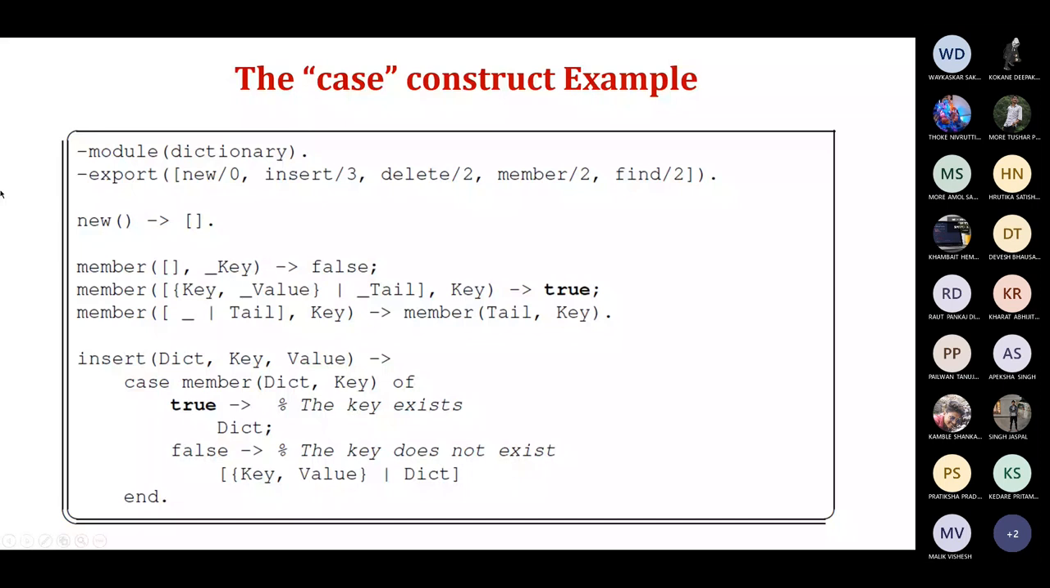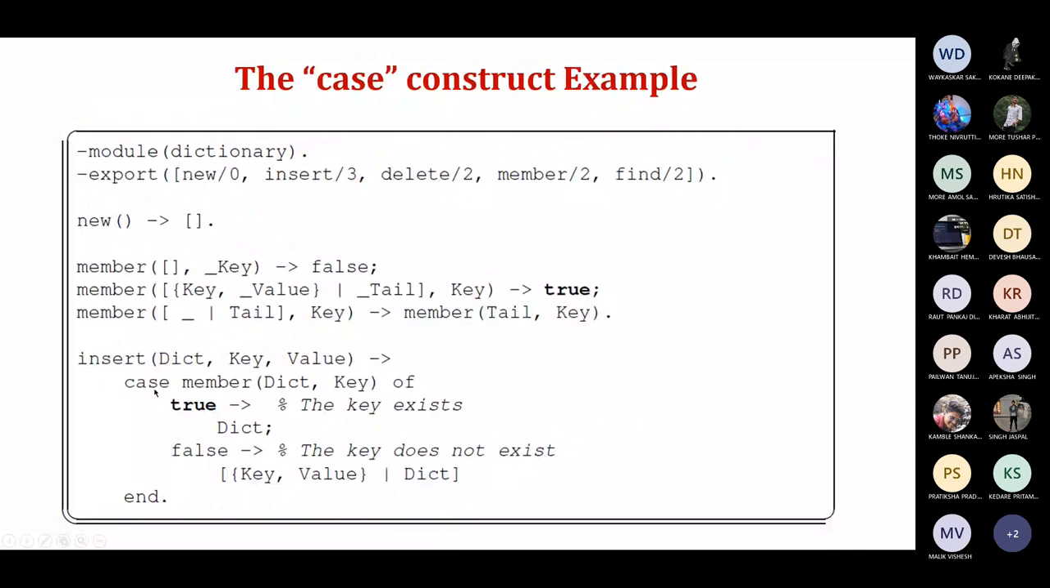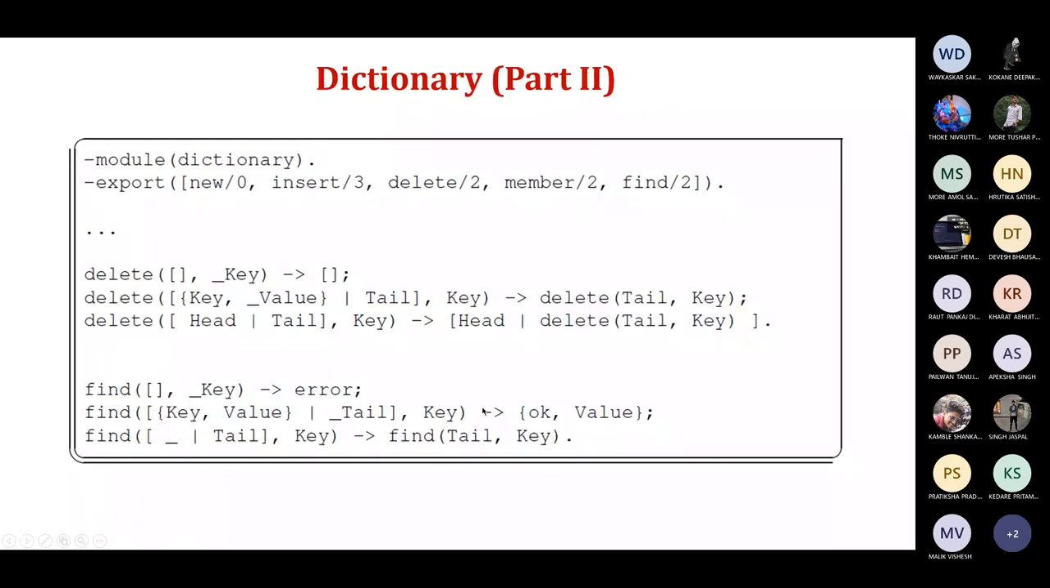So it is the same example. Instead of if, in this we had used an if statement. Now we are trying to use a case statement. Case member dictionary key of, and then this is the true if this is the thing, false if this is the thing. So this is one keyword and this is another one. This is going to be executed for this clause and this is going to be executed for this clause. So you have to just specify the number of cases that you have.